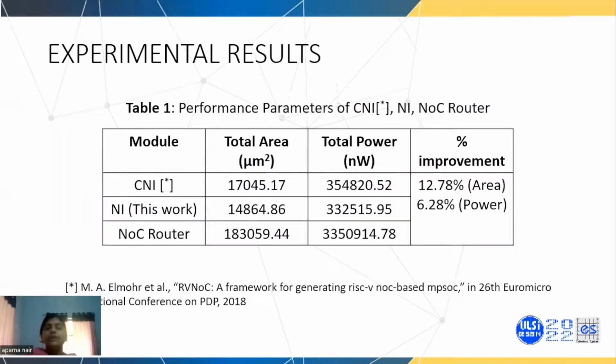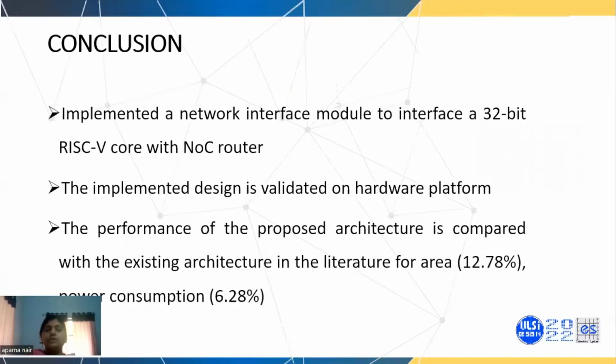In order to find the area and performance parameters, we synthesized the design using the Cadence synthesis solution, and the same NOC router has been used for integrating both CNI and NI. We could see that our work has shown an area improvement of around 12.78% and a 6.28% improvement in power consumption. So here is the conclusion.